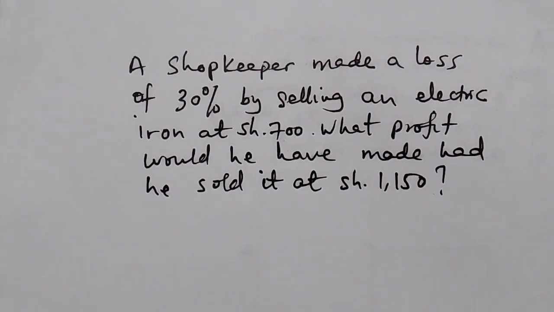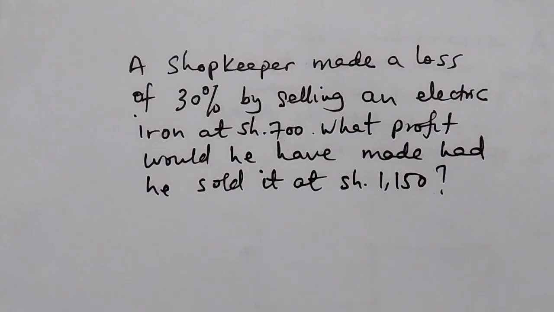A shopkeeper made a loss of 30% by selling an electric iron at selling price 700. What profit would he have made had he sold it at selling price 1150?